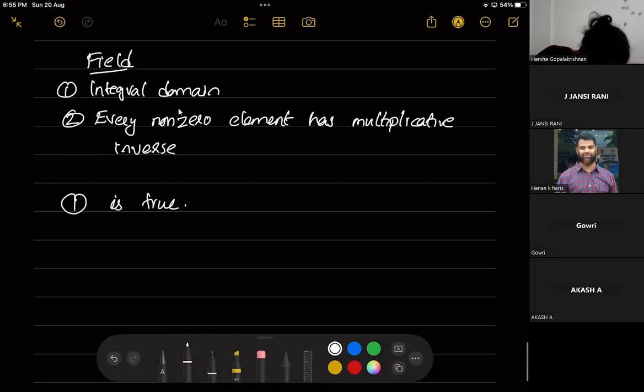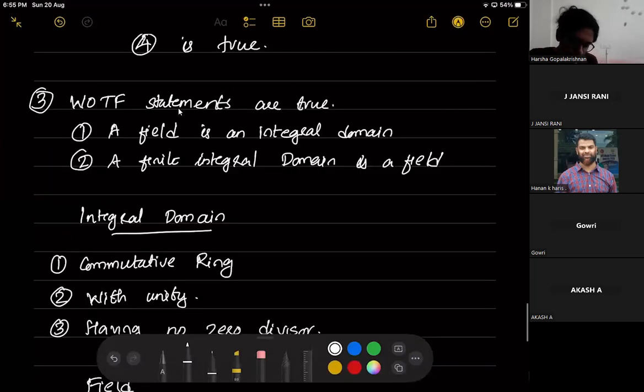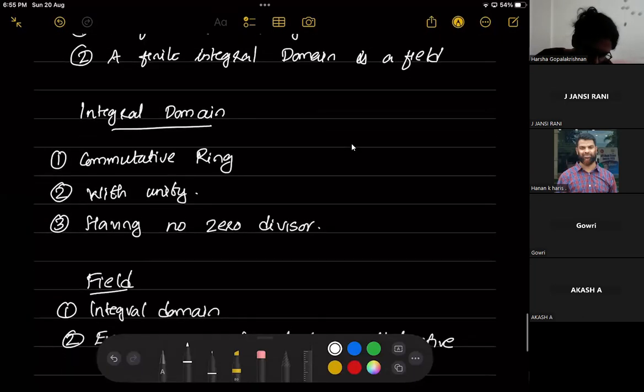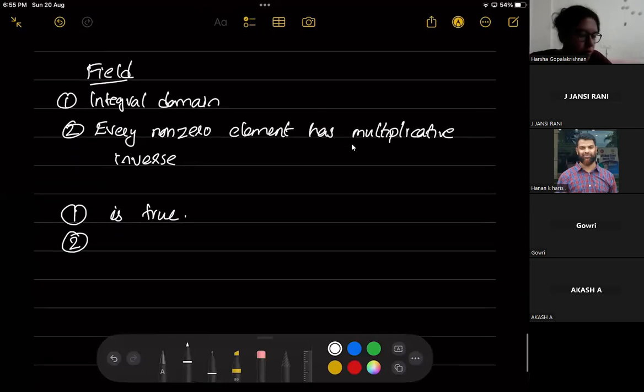Now let's go to the second statement. We have got that any field is an integral domain. Conversely, is any integral domain a field? No, because an integral domain plus some extra condition is a field. Now the statement is: a finite integral domain is a field. Actually, this is also true. So I will just give the explanation. You cannot say it directly, we need a proof.